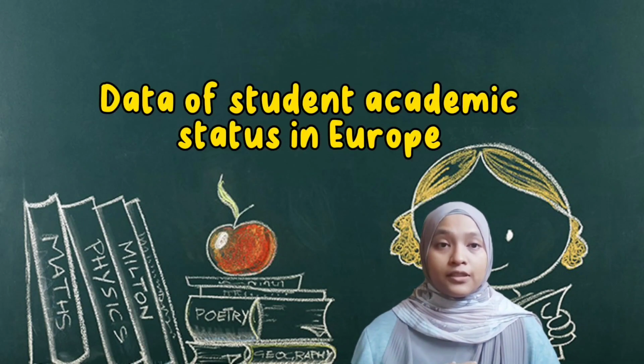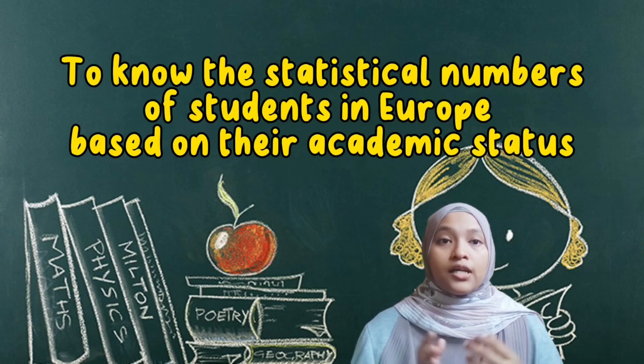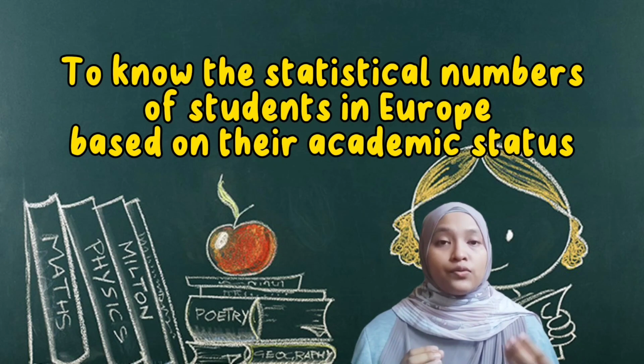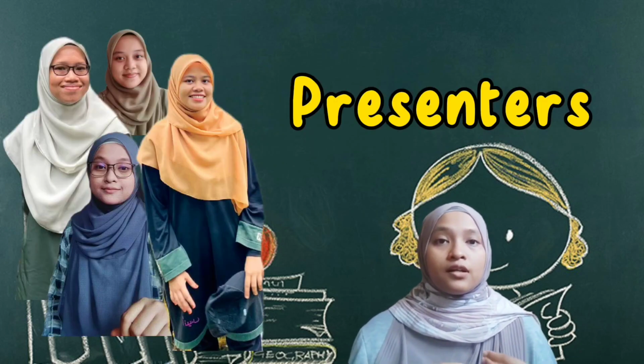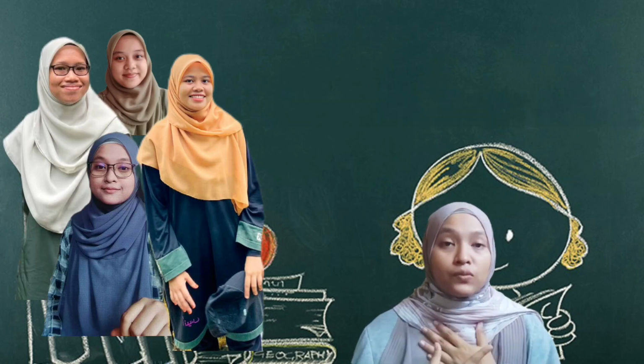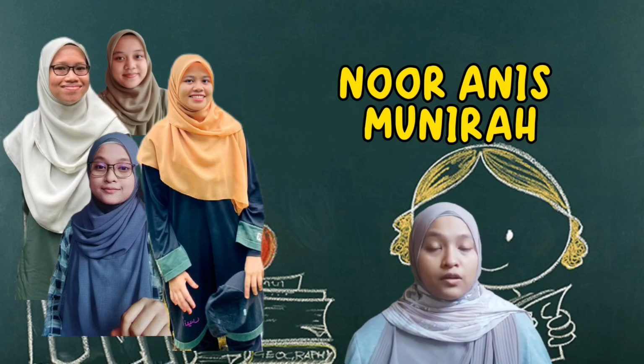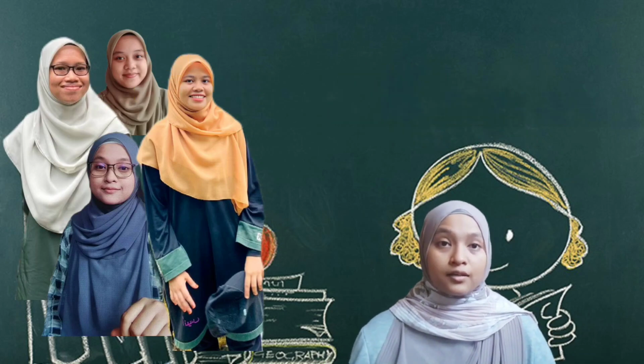Our group project is about data of student academic status in Europe. The aim is to know the statistical number of students in Europe based on their academic status. These are the presenters for this group project presentation. My name is Kunur Balkis and these are the other members: Nur Anis Munirah, Nur Akikah and Nur Afika.